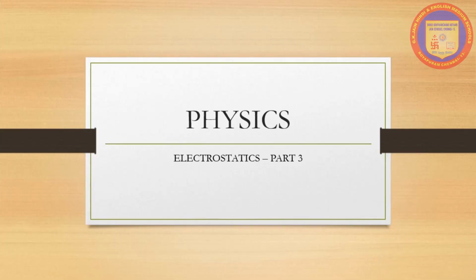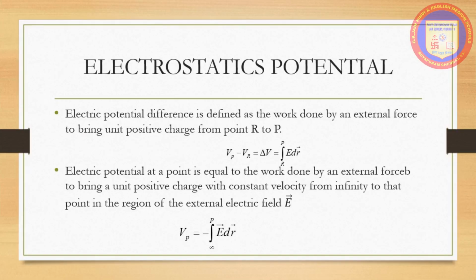Today we are going to see Electrostatics Part 3 in 12th Standard Physics. Electrostatic potential. Consider a positive charge Q kept fixed at the origin which produces an electric field E around it. A positive test charge Q dash is brought from point R to point P against the repulsive force between Q and Q dash, as shown in the diagram.